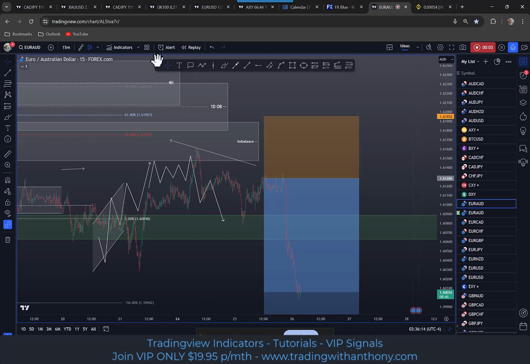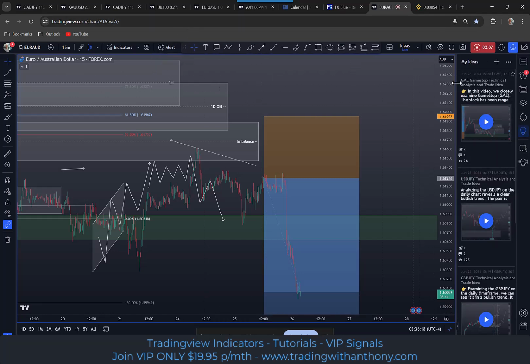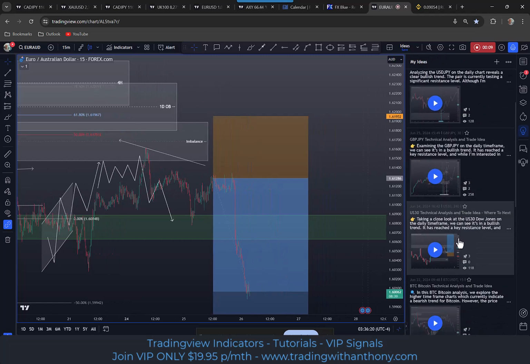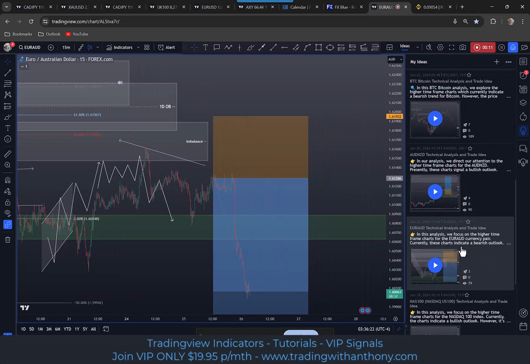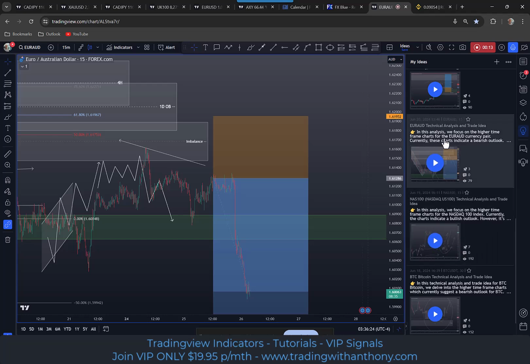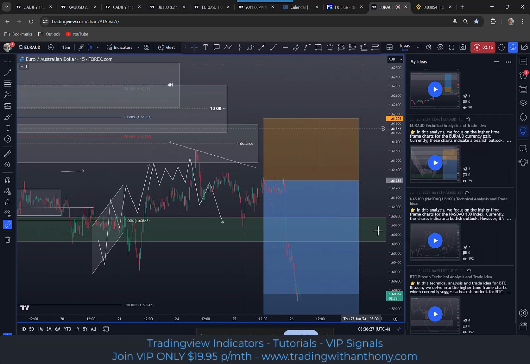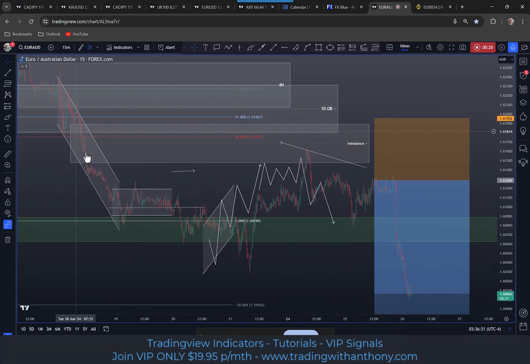Traders, if you go through my videos, the ideas that I've uploaded here in TradingView, you'll come across the Euro Aussie. And we were talking about this video here, and we were talking about this price action. I was looking for this trade to come down here, and we were looking for basically this to retrace back up into this imbalance, as you can see I've got marked up here.